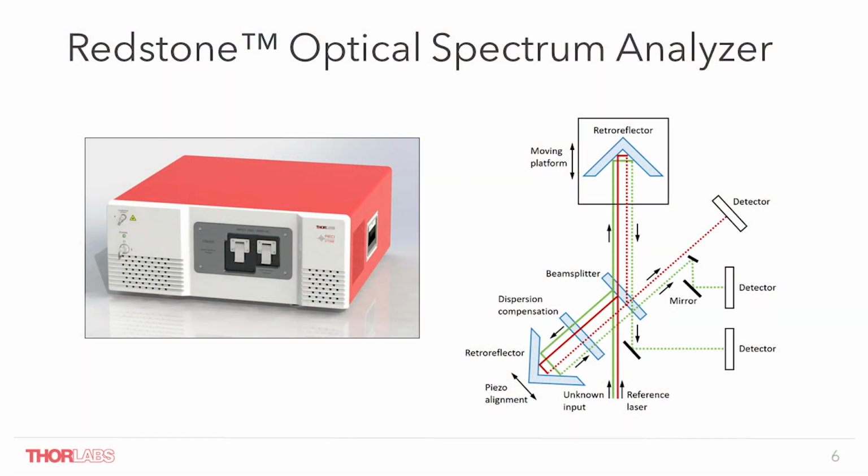As mentioned, the Redstone is based on a Michelson interferometer design, wherein the input light is split up into 2 optical branches with a beam splitter. The 2 branches are then reflected back with retroreflectors to the beam splitter where they recombine. One of the retroreflectors is mounted on a moving platform, thereby creating a difference in the path length between the 2 branches. And this creates an interferometric pattern on the detectors. We can then use Fourier transform to obtain the optical spectrum.